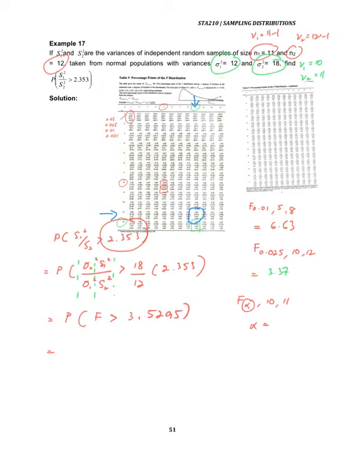So means that alpha kita adalah 0.025. So the answer is, the probability is 0.025.